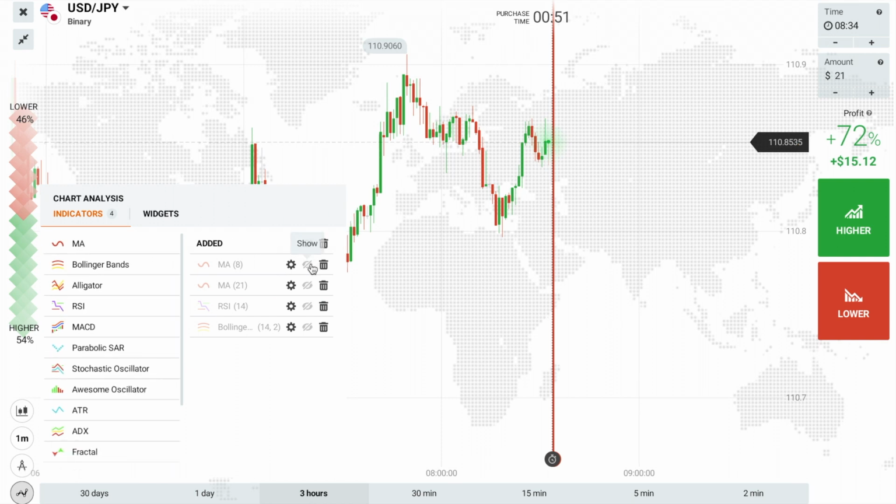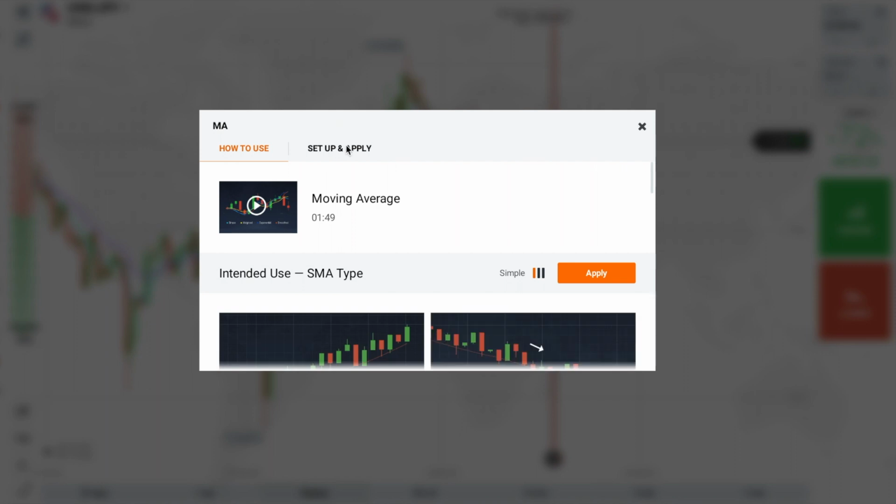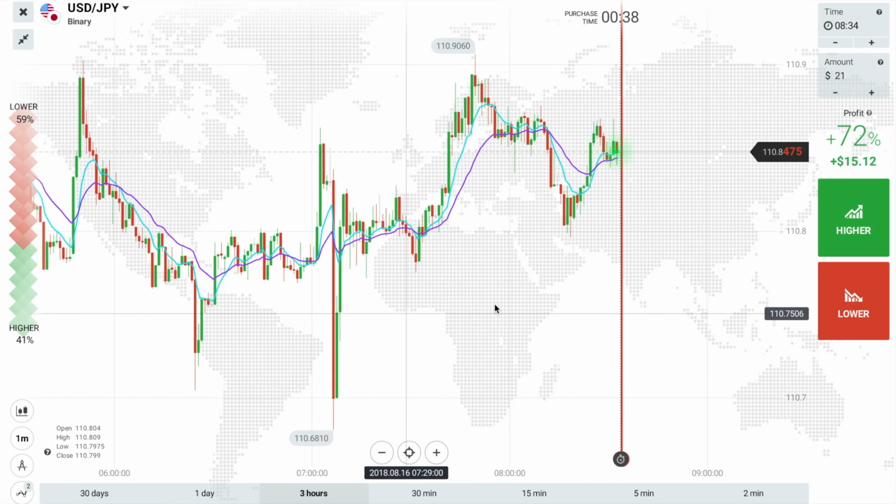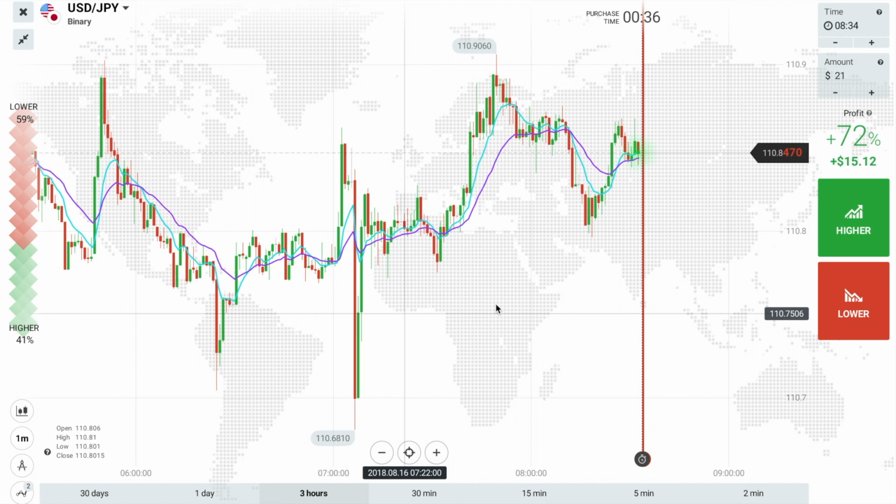Now my personal favorites are the 8 and 21 period moving average. They are both EMAs, so an 8 EMA and a 21 EMA. I like these two moving averages together because I just find it helps me see things better.